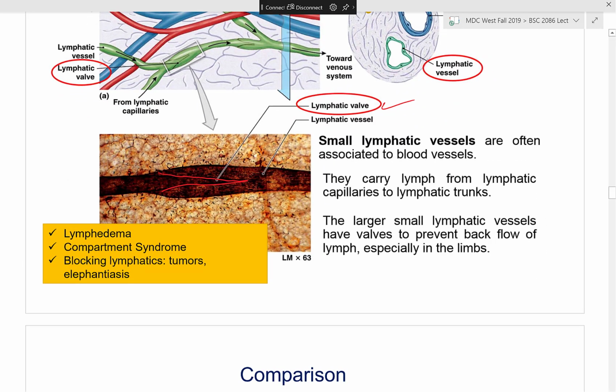Next, if there's too much fluid in the interstitial space, we call it what? Lymphedema. Lymph is the lymph fluid, edema means swelling. So that's lymphedema. When this edema becomes so massive, it can actually lead to something known as compartment syndrome. What is compartment syndrome?